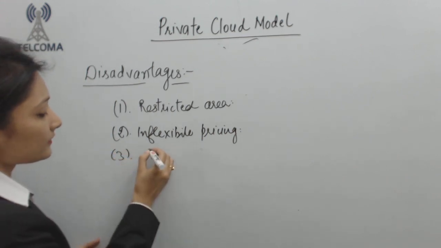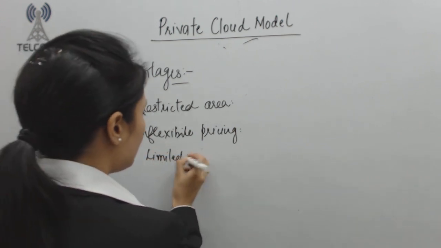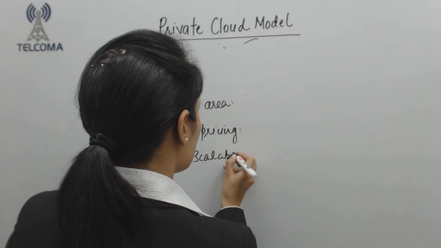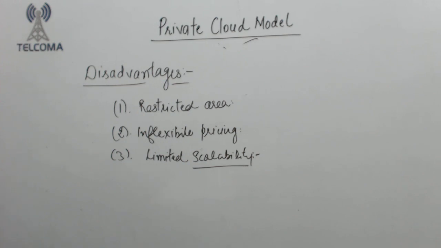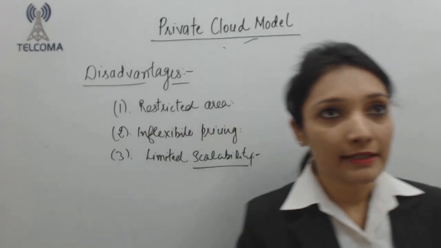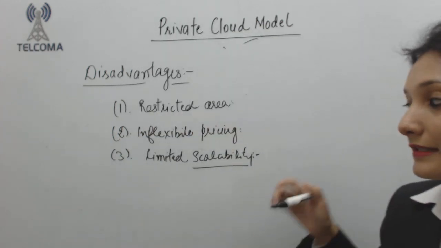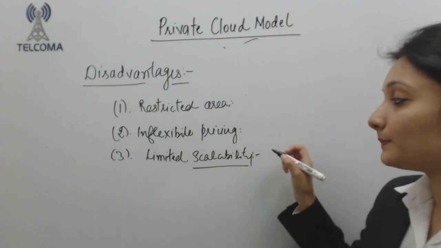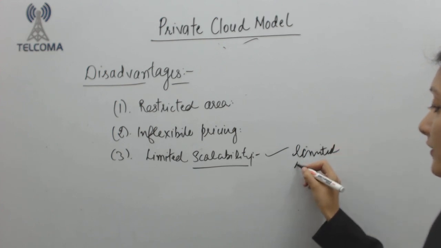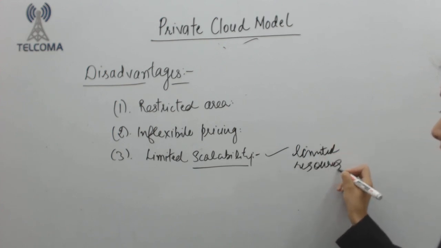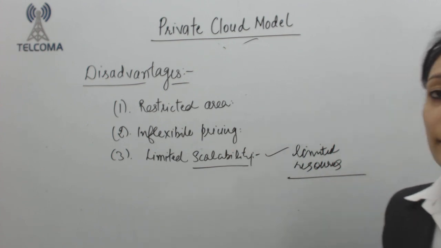The third disadvantage is limited scalability. Now, scalability was an advantage in your public cloud model, but it is a disadvantage in the private cloud model, because the private cloud can be scaled only within the capacity of the internally hosted resources. That means it has a separate pool of resources, so scaling up or scaling down only depends on those limited resources hosted within that organization. But that is not the case with your public cloud.